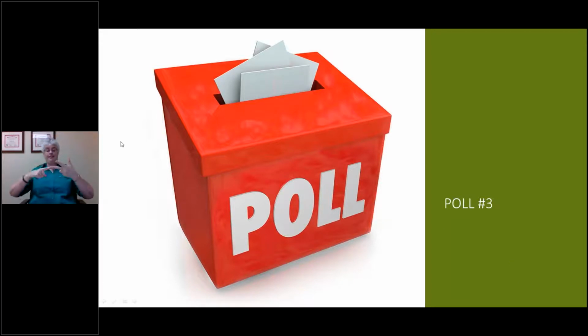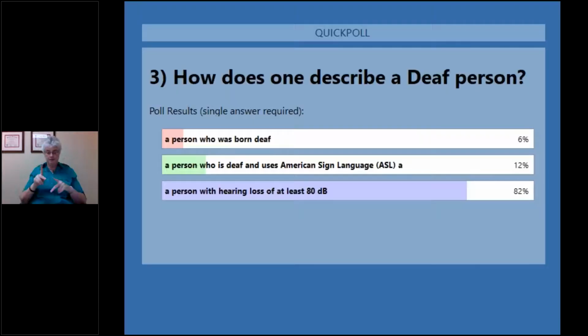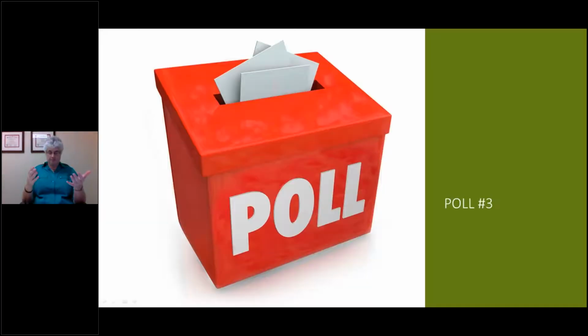Okay, so that third option, the 80 decibel hearing loss, is considered a deaf person. So I'm looking at the term deaf, and you might have noticed that the word deaf has a capital letter D, is capitalized.